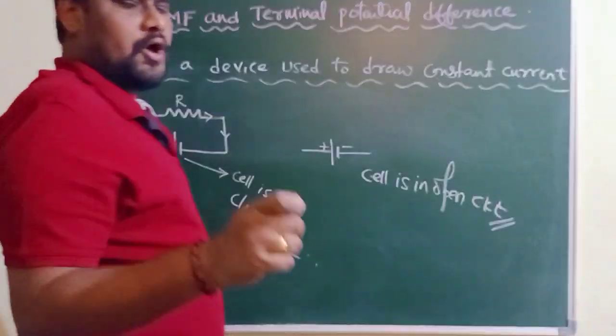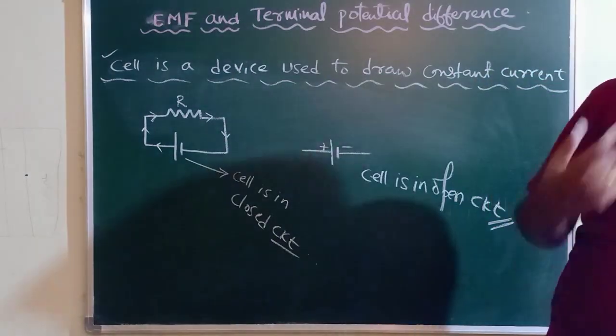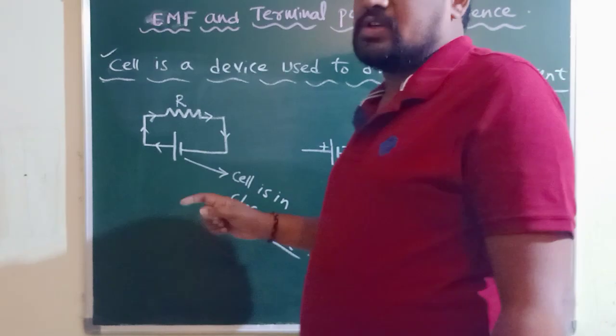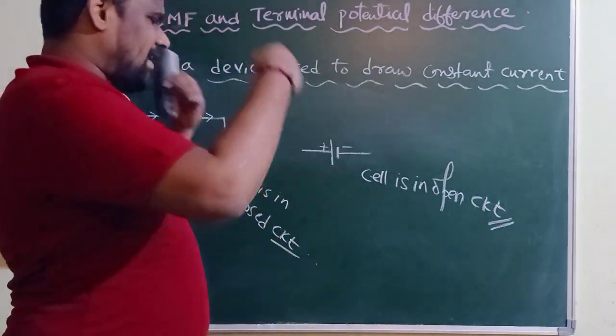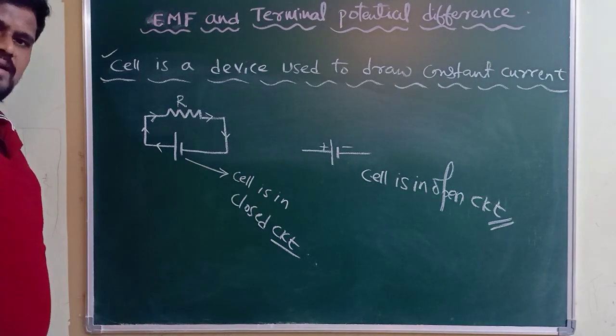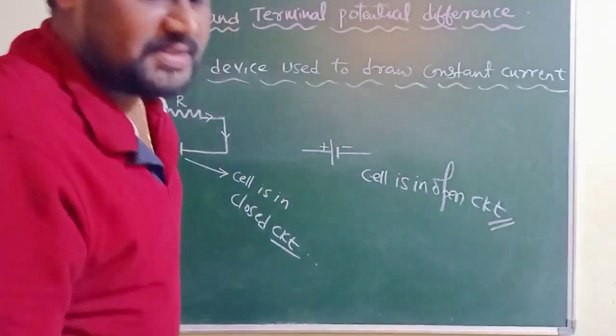Suppose you are drawing the current from the cell, then definitely the cell is said to be in which circuit? Closed circuit. Suppose the cell is kept as it is without drawing any current from the cell, then the cell is said to be in what? Open circuit. See, for example, this is the pencil cell.